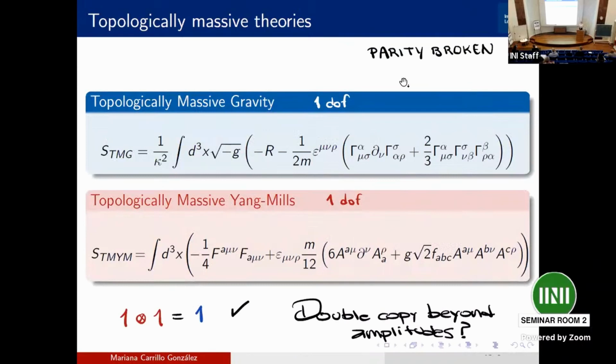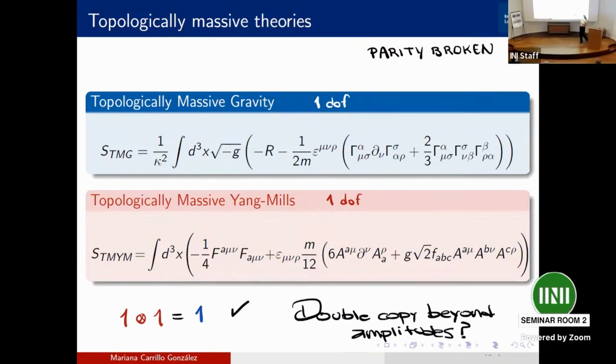So let me just quickly introduce what these topologically massive theories are. For topologically massive gravity, what we have is just an Einstein-Hilbert term, but it should have the opposite sign from the standard one, and a Chern-Simons form.